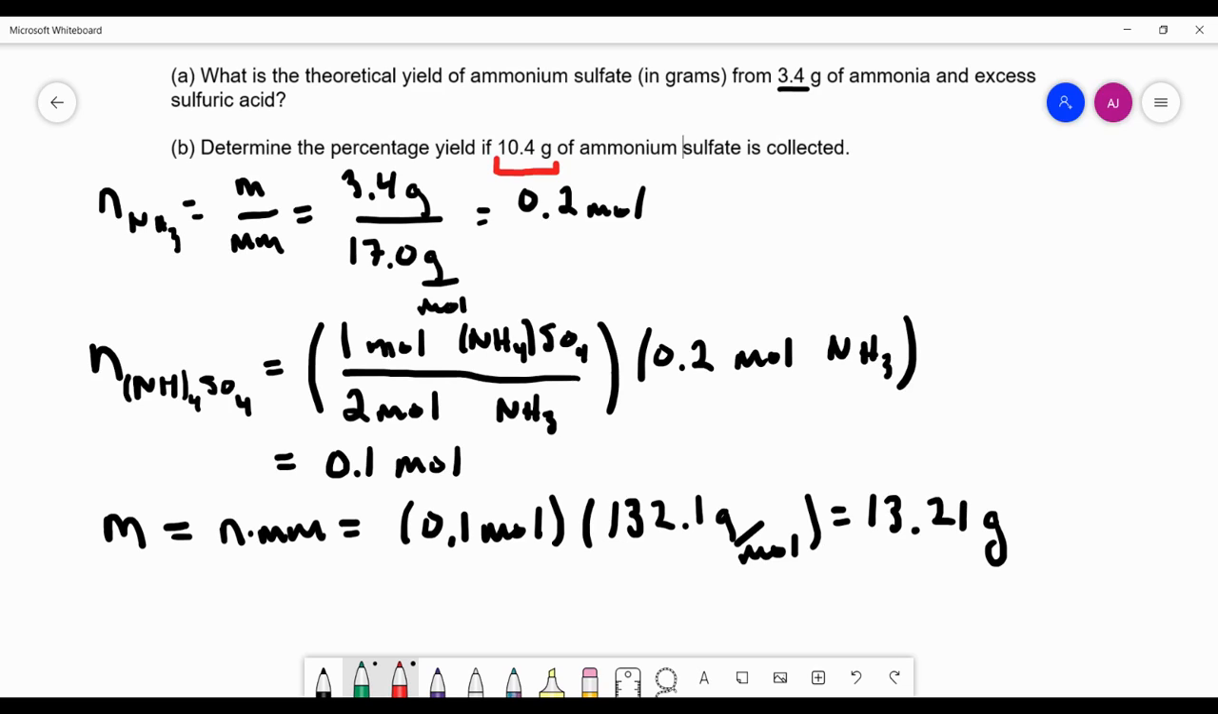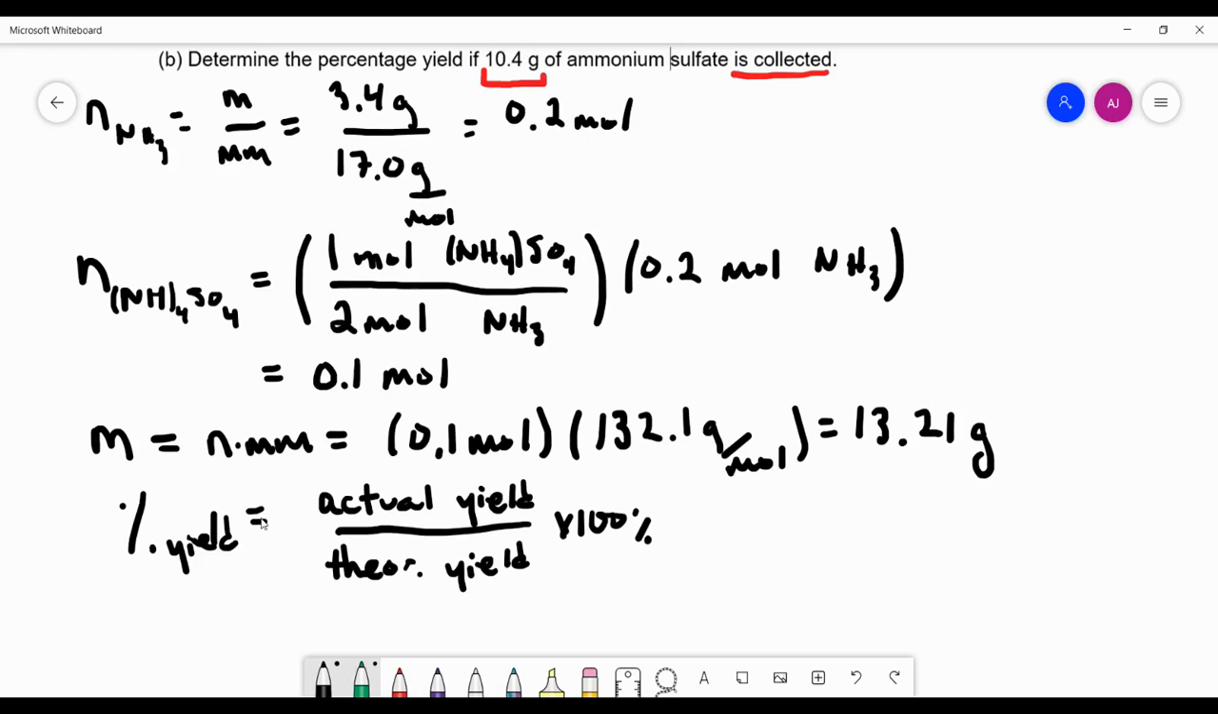Okay, so we know this is the actual yield. We see these keywords like "is collected" here. We also notice that typically the actual yield is going to be less than the theoretical yield as well. So that's another clue. So our equation for percent yield is the actual yield divided by the theoretical yield, and we multiply it by 100% to express our answer as a percentage.